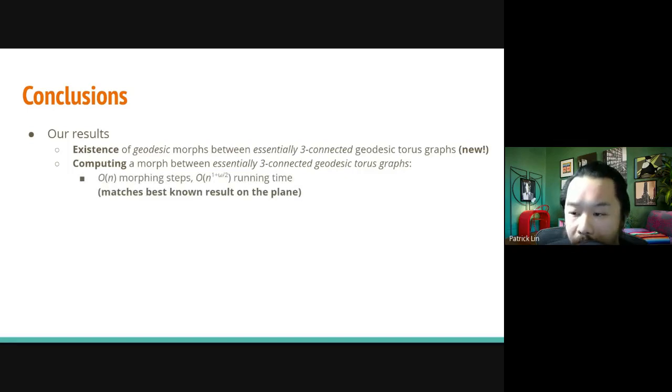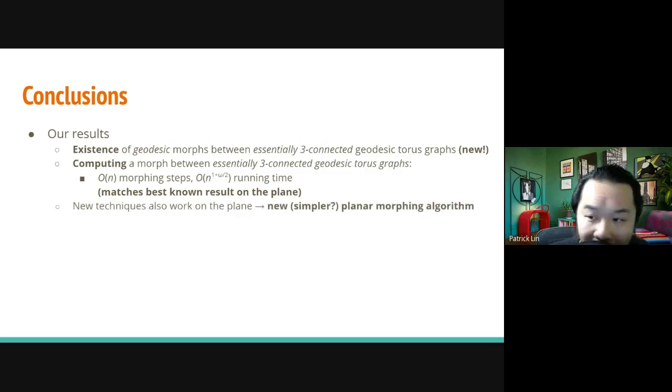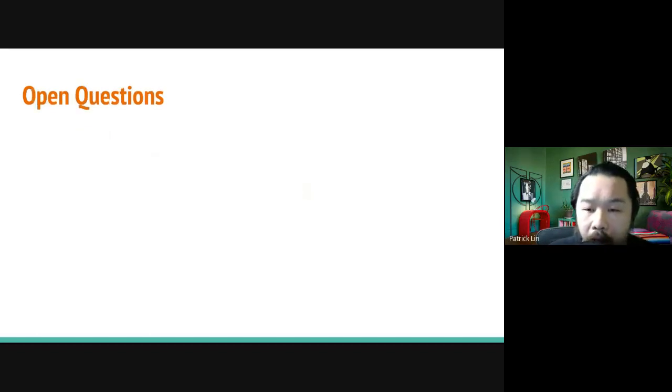And these things match the best known running time in the plane. What I really like about these results is that, in my opinion, it actually gives you a simpler result on the plane. Especially this idea of going through the spring embeddings, it's very powerful, it's very nice. And in fact, it works on the plane as well. So this really simplifies things on the plane.